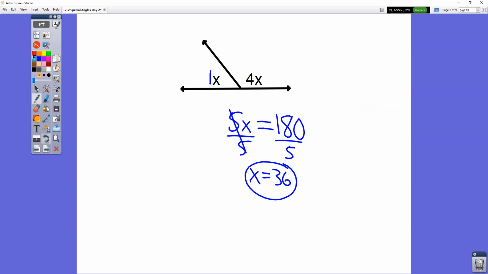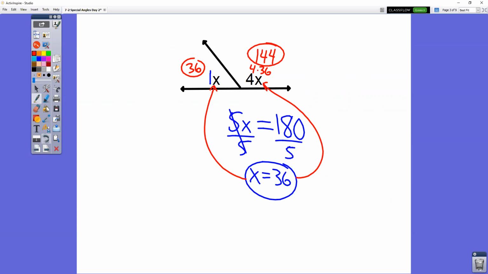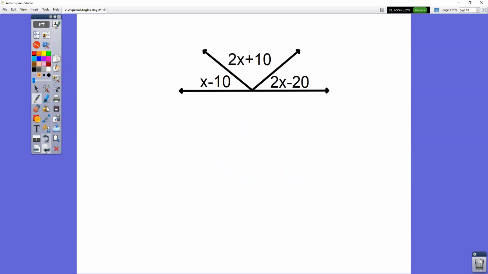You now need to take that 36 for x and sub it back in and sub it back in. 1 times x, 1 times 36 is 36. 4 times x, so 4 times 36. 4 times 36 is 144. Always stop and make sure that your answer makes sense. 36 plus 144 does give you 180, which is what we wanted for supplementary angles. So that was supplementary angles divided into 2 pieces.